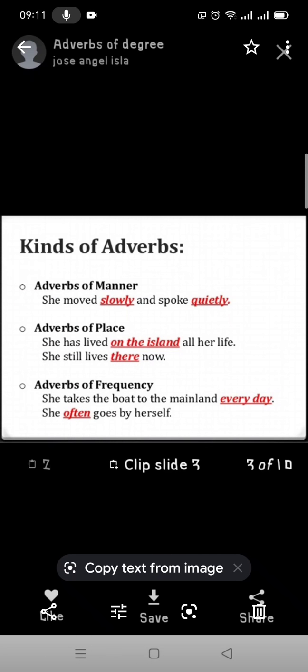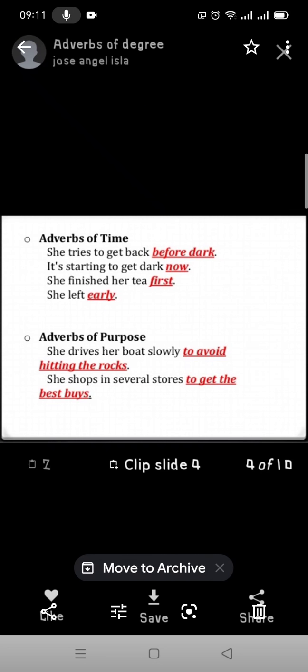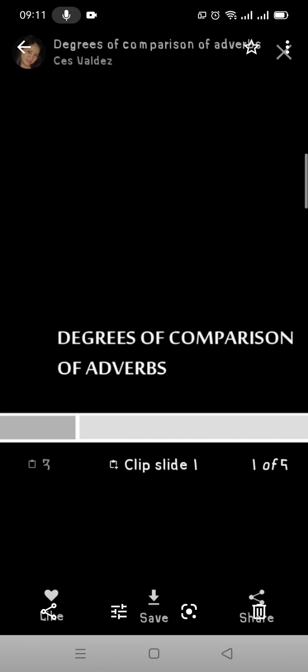Then there are 5 kinds of adverbs. They are adverb of manner, adverb of place, adverb of frequency, adverb of time, and adverb of purpose. These kinds of adverbs have been discussed during the lecture, so there is no need to repeat them. Now we are moving towards the degrees of comparison of adverbs.